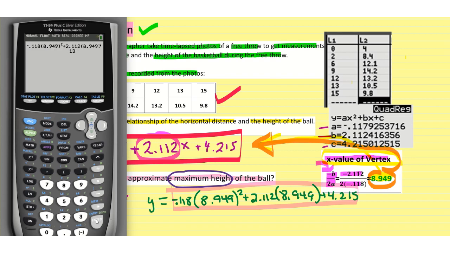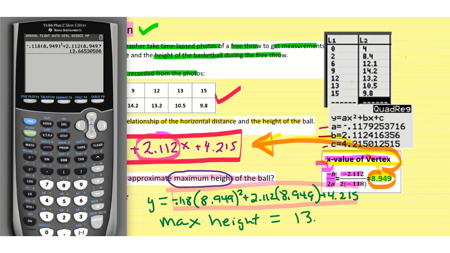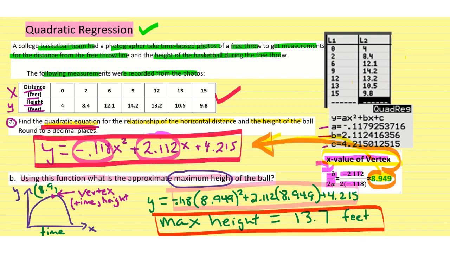So I'm going to push enter, and it looks like the height of the ball, the max height, is going to be equal to 13, and what did it say there? 13 point, let's round it to just 13.7. 13.7 feet is how high my ball is going to go on its way to the free throw net. That is the answer. That's also the y value of my vertex, so 13.7.